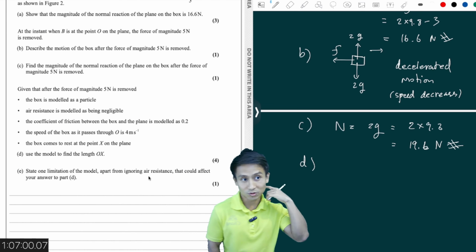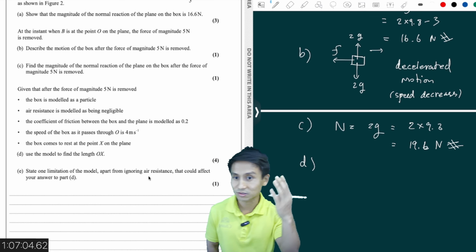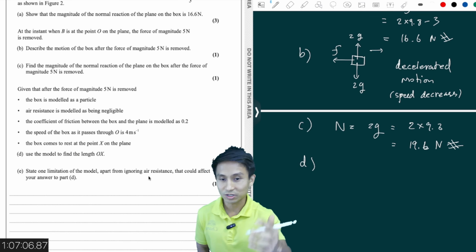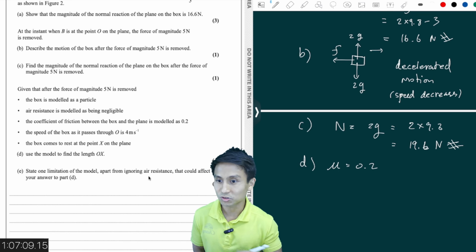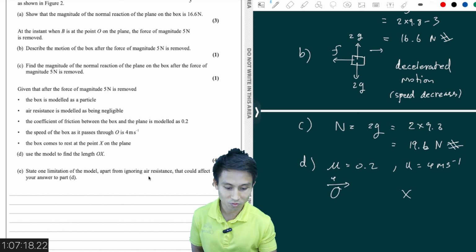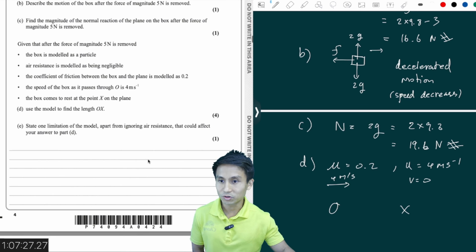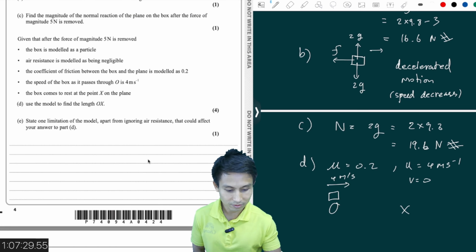Given that after the force of magnitude 5 newtons is removed, the box is modeled as a particle, air resistance negligible, coefficient of friction as 0.2. I'm just going to write here the speed of the box is 4 meters per second. The box comes to rest at point X, so O to X here, this is 4 meters per second, this is v equals 0, yeah? And use the model to find the length OX. There you go. So this is distance moved, d.